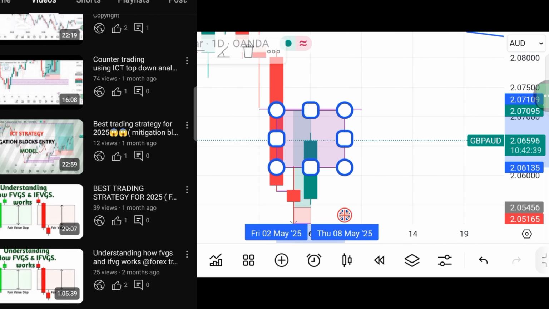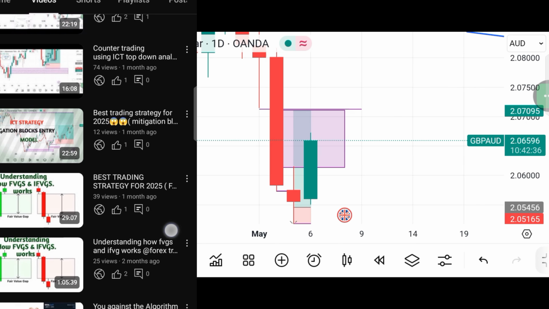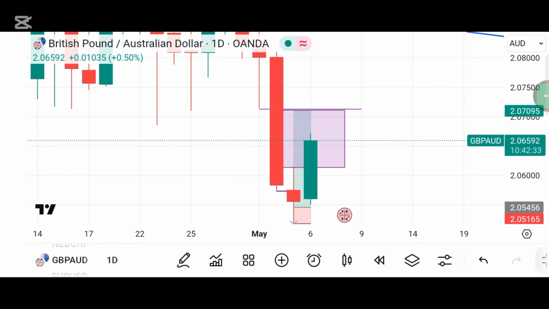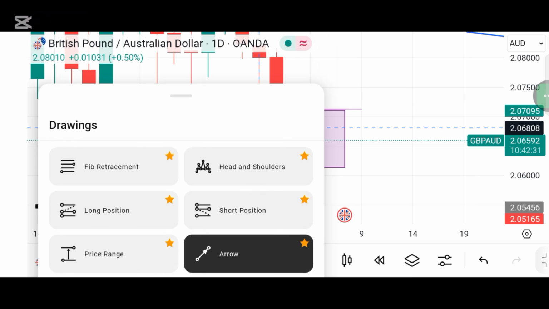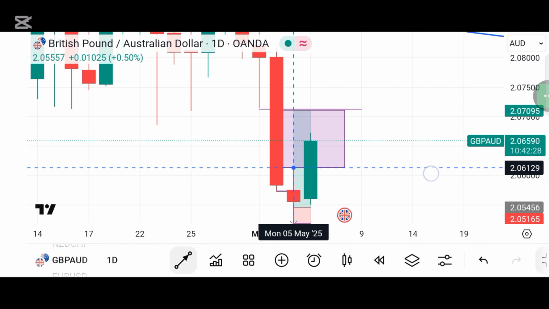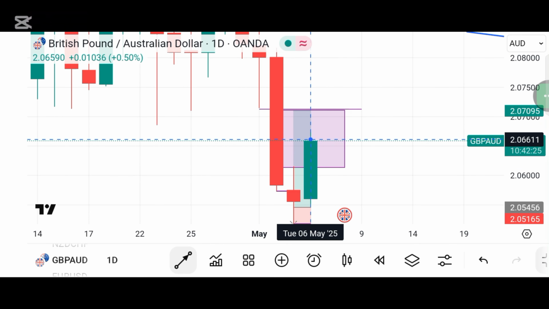You see it from this gap here to this level, you have a fair value gap, which is also known as an imbalance. And as a trader, you want to see price fill up a fair value gap to at most the 50% level of the fair value gap.